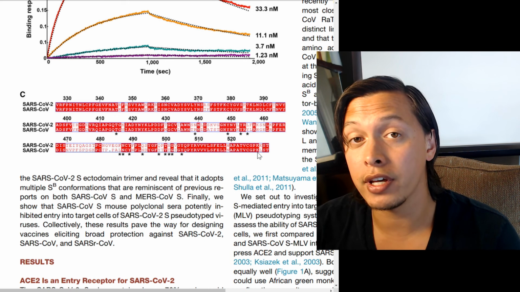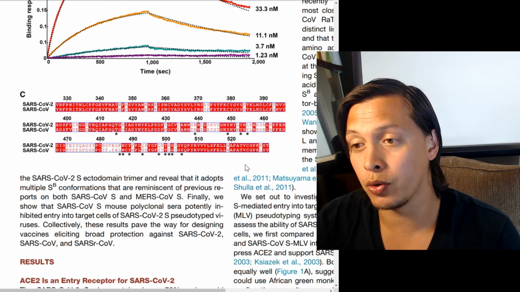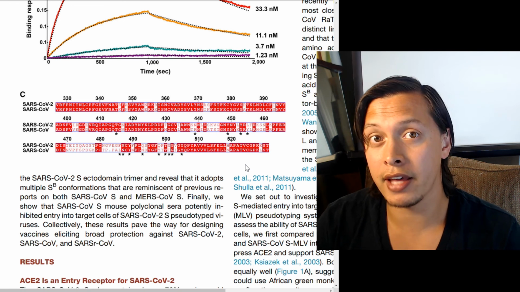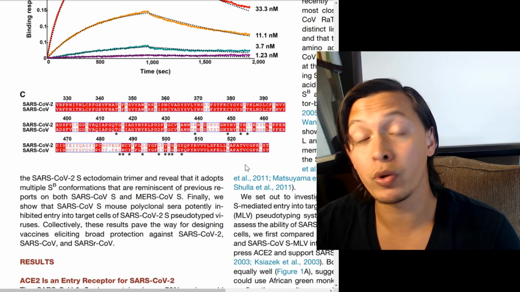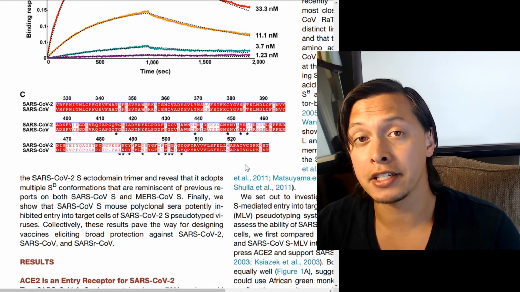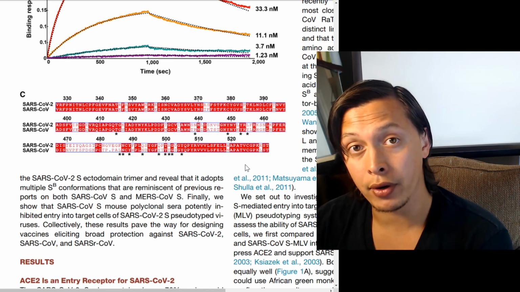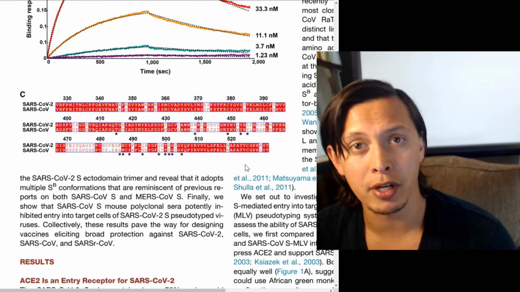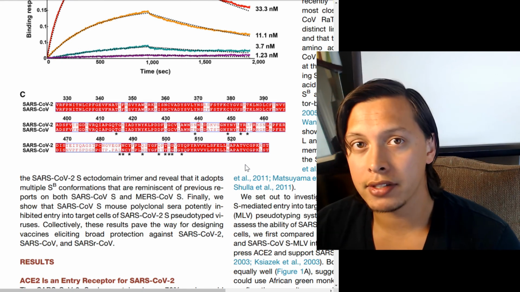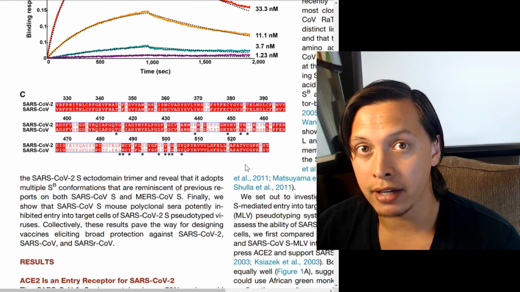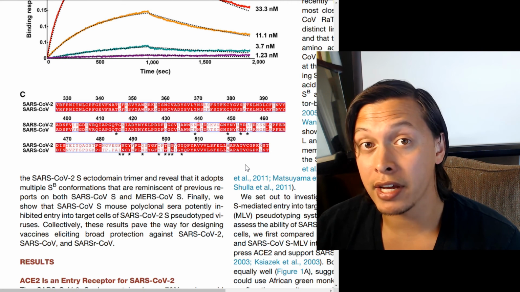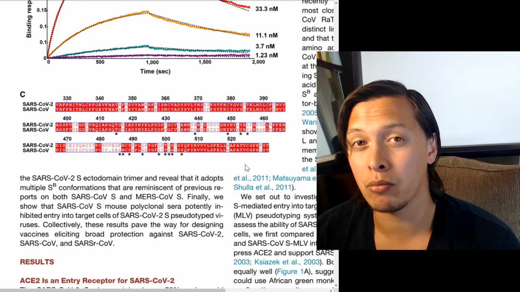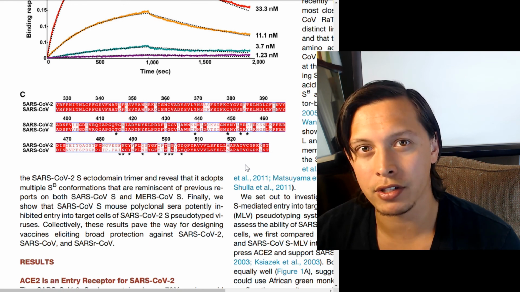So this is harkening back to earlier in this paper. It said that between the spike protein of the original SARS coronavirus and the new SARS coronavirus, they are about 75% identical in amino acid sequence. But in the receptor binding domain, they are only about 50%. So there was a lot more variation, or a lot more of a difference between the two.